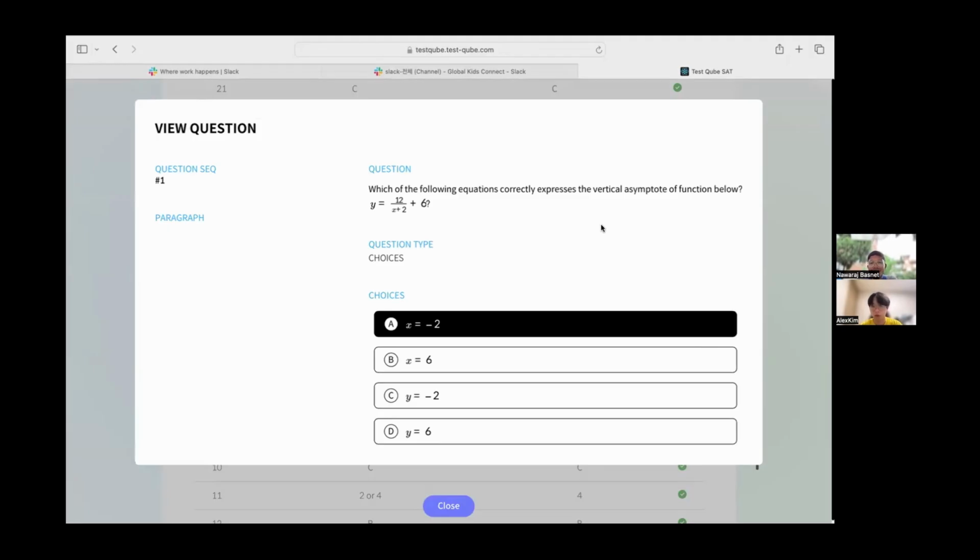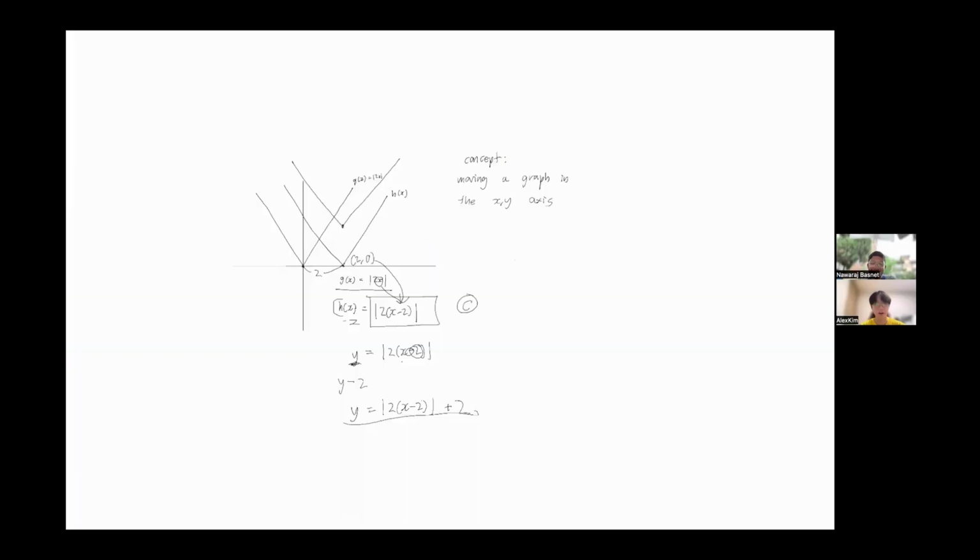Yes, sir. Can I go over it? Did you understand what a vertical asymptote is? Yeah, here. It's kind of a hard concept and also a hard word. So, yeah, I'll explain it.